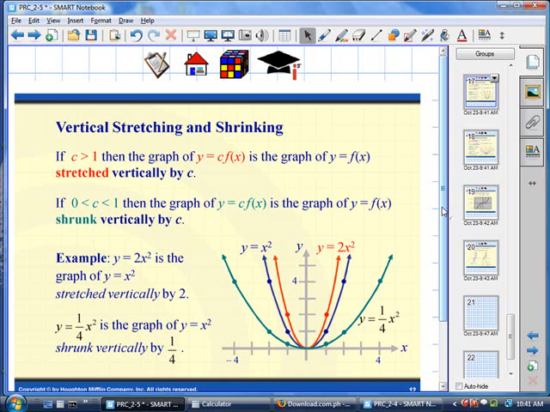How about number 25? Describe that one for me. What's the transformation? First of all, which function are we beginning with? Cubic function, right? This one.